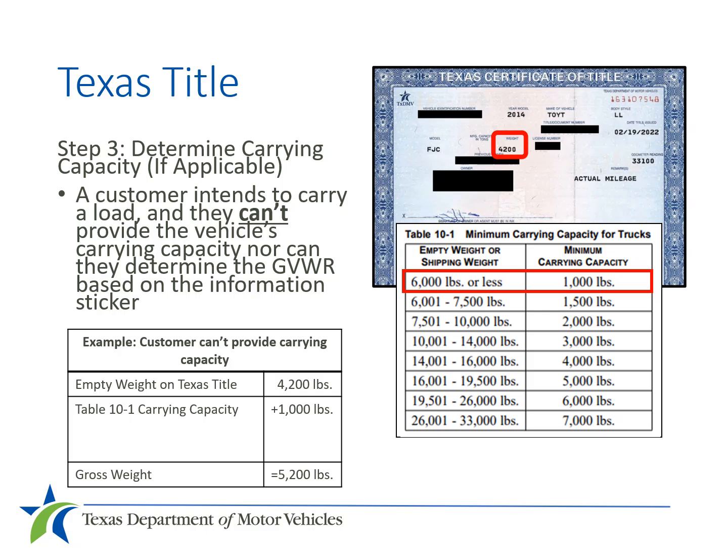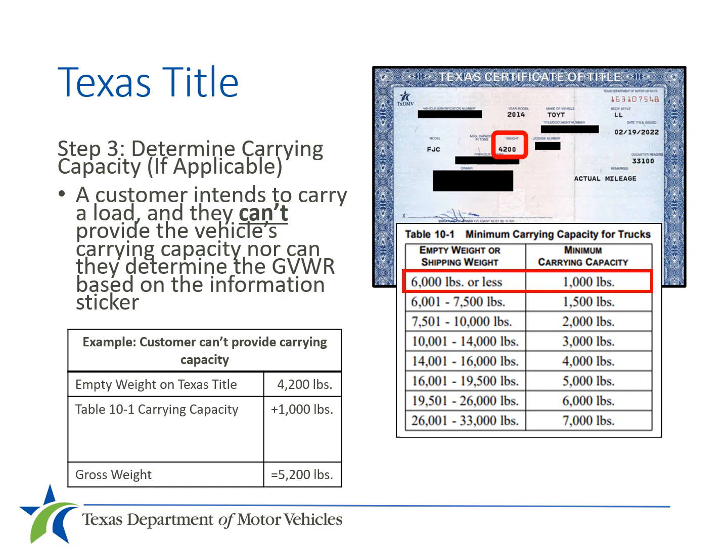Since the customer cannot supply this capacity, we would then attempt to get the gross vehicle weight rating off the vehicle's information sticker. In our example, we notice that the vehicle's information sticker is missing or is too deteriorated to determine the gross vehicle weight rating. At this point, we would need to reference Table 10-1 located in Chapter 10 of the Texas Title Manual. This would be used to determine our carrying capacity.